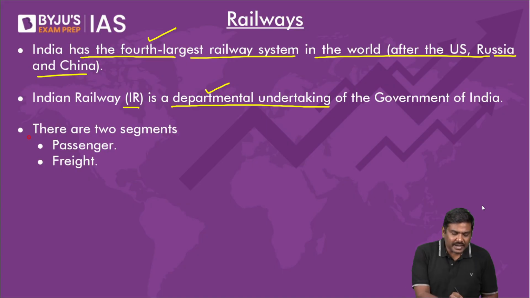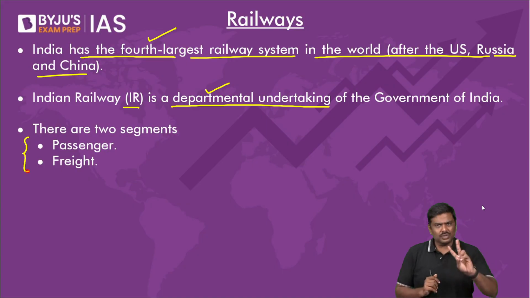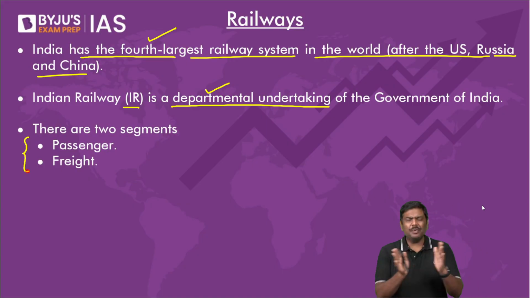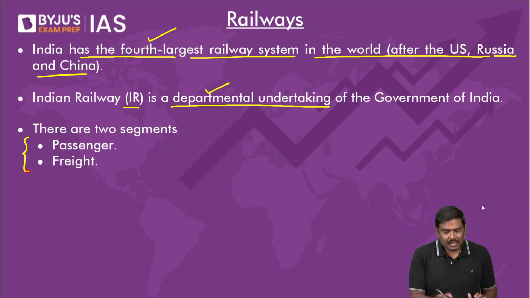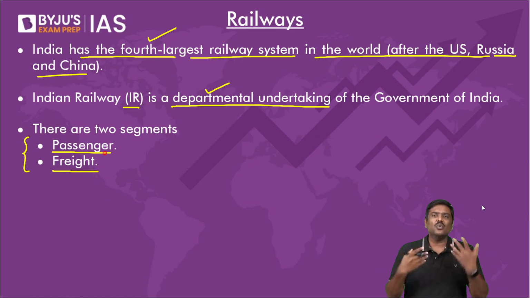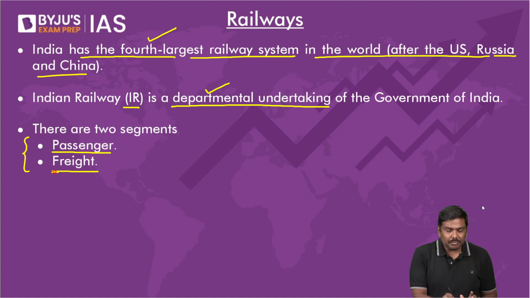Now there are two segments in Indian Railways. One is called the passenger segment. The second one is called the freight segment. Passenger basically means customers, individuals such as you and me, whereas freight basically means any type of material or goods.